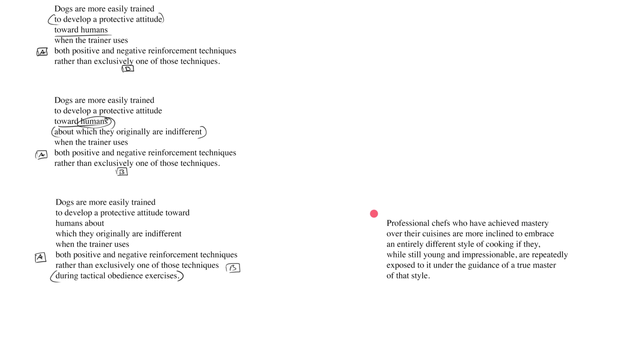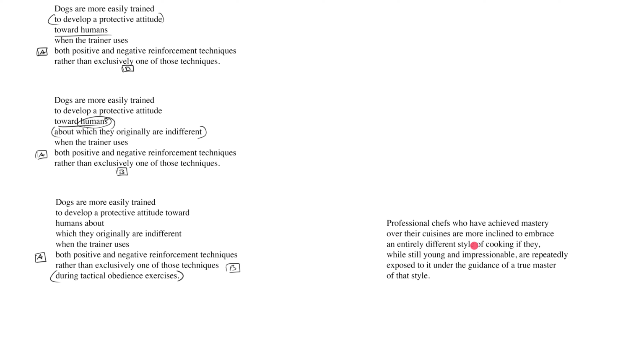Okay, so let's take a look at this sentence, which says: professional chefs who have achieved mastery over their cuisines are more inclined to embrace an entirely different style of cooking if they, while still young and impressionable, are repeatedly exposed to it under the guidance of a true master of that style. Yeah, that's a complicated sentence, right? Now, the first thing you want to do before you start to simplify it is to make cuts in the sentence. And by that, I mean, notice I formatted this in a way that made it easier to read, right? That's what I mean by making cuts, line breaks.